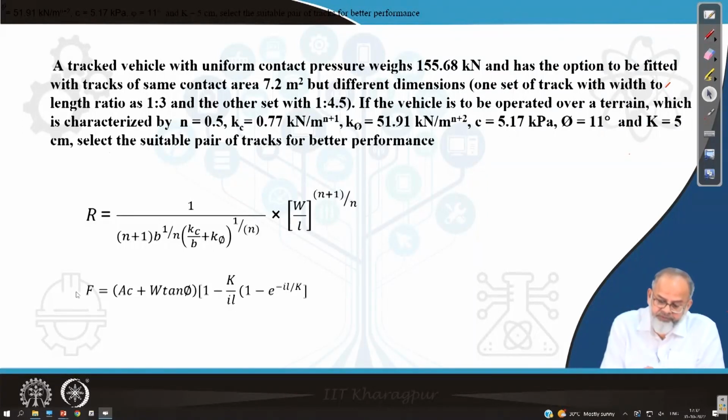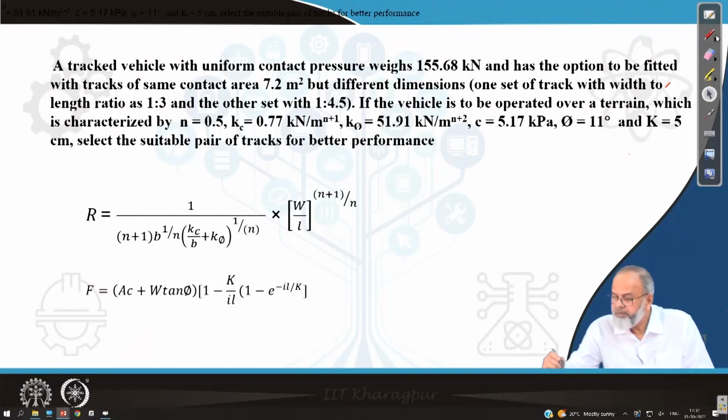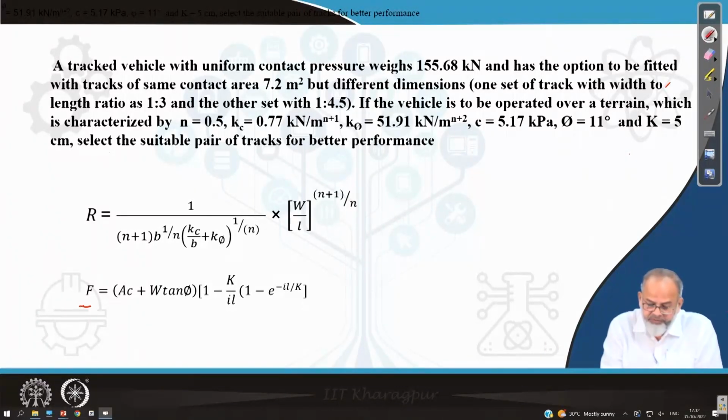So, you can utilize this equation. F is equal to, this is the tractive force which is developed. F is equal to AC plus W tan phi. W here is the weight in each track. Times 1 minus K by IL into (1 minus e to the power minus IL upon K), where I is the slip and K is the shear deformation modulus, which is given as 5. Length of the track we have already calculated.